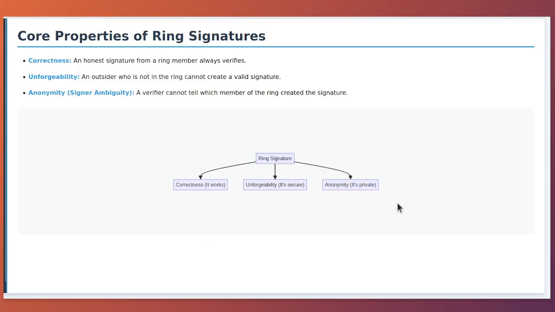First is correctness. This is the basic guarantee that a signature honestly generated by a true member of the ring will always be accepted as valid by an honest verifier. The system has to work reliably.